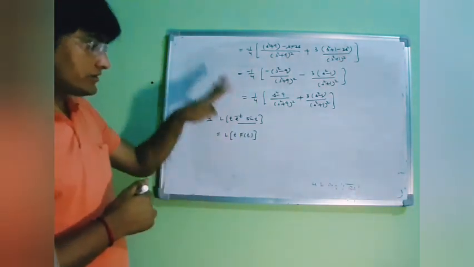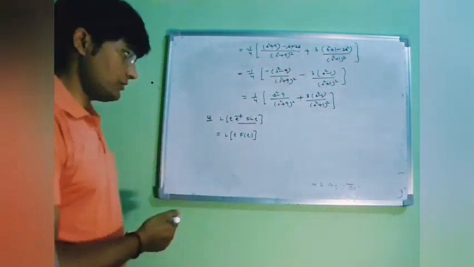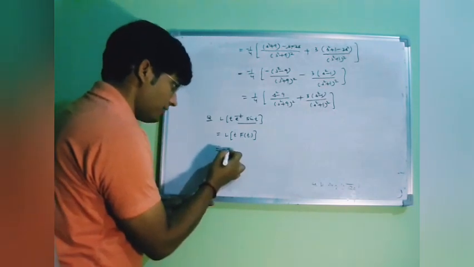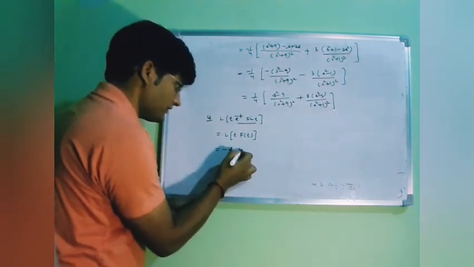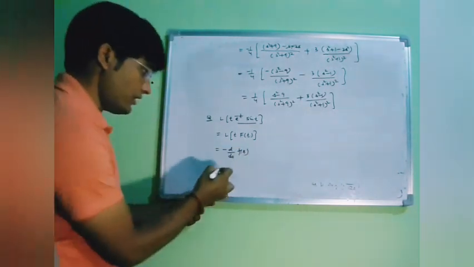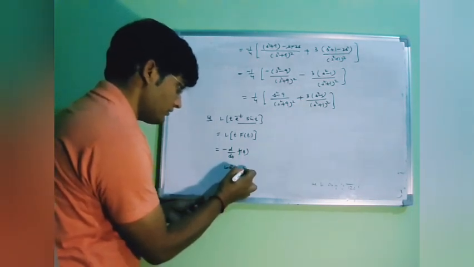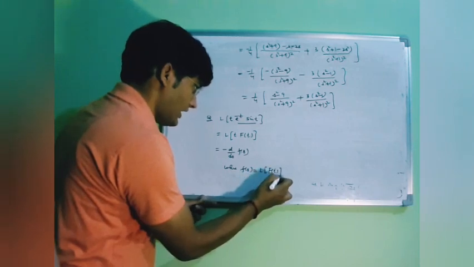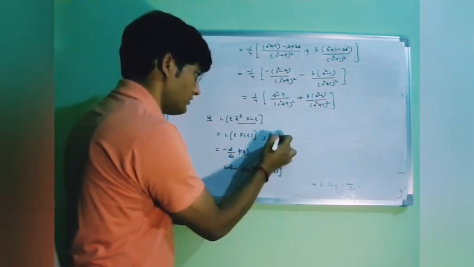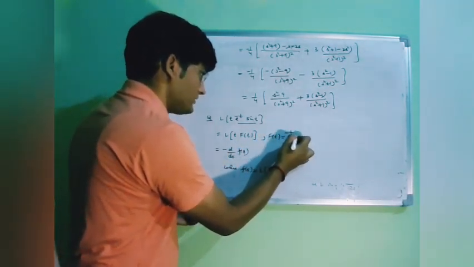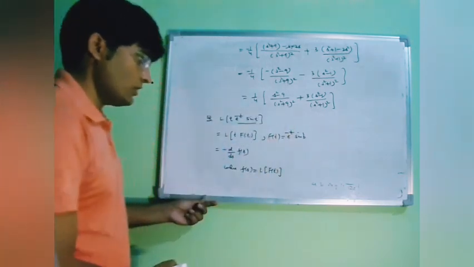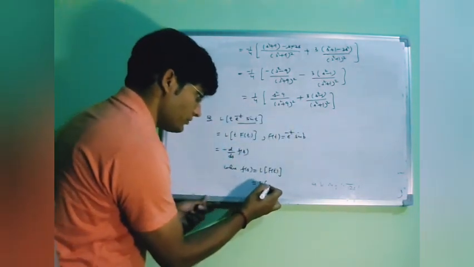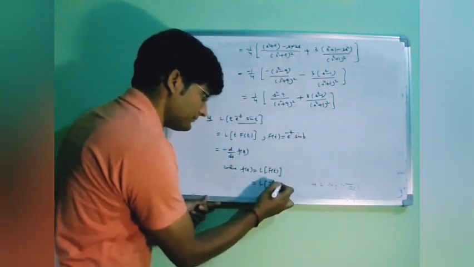Now again, using the same formula of previous question, we will have minus d by ds of fs, where my fs is the Laplace of ft. And what is your ft? ft was e power minus t sin t. So this will be your Laplace of e power minus t sin t.